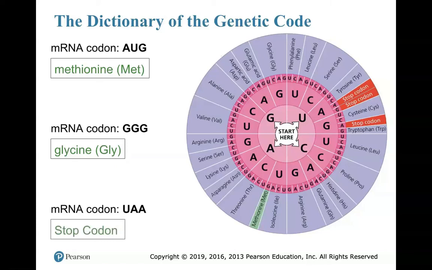mRNA codon UAA, we start here. UAA is one of the stop codons. That is going to code for a stop codon. That is no amino acid. It is just telling that process of translation to end. And now you have your protein.